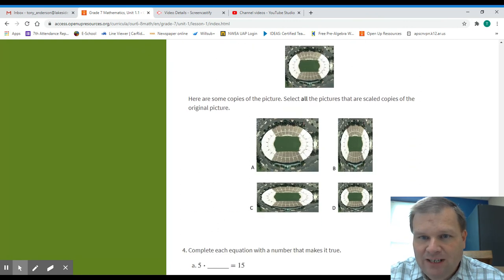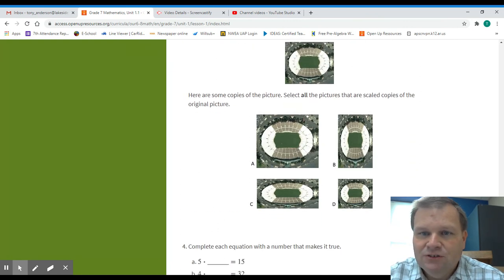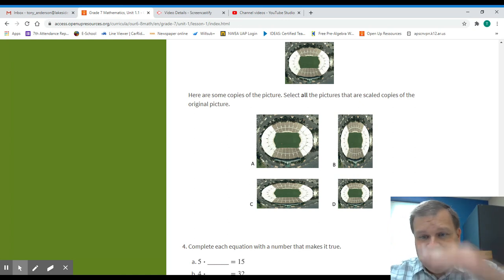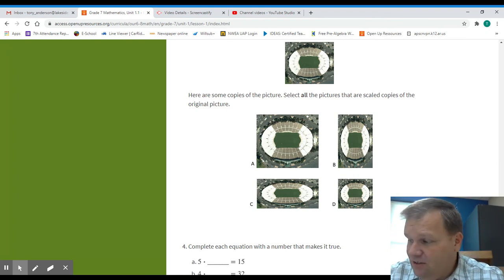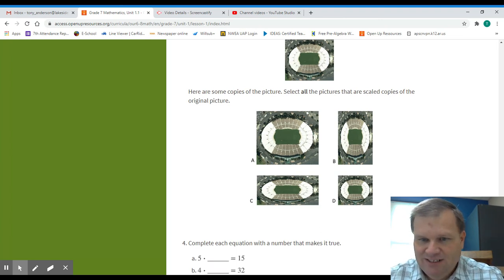On number 3, it says here are some copies of pictures. Select all that are scaled copies of the original. Well, if we look at these, we see that B is kind of squished in, C is kind of squished in from the top, but A looks like it could be a scaled copy. D also looks like it might be a scaled copy. When A grows larger, D kind of compresses in.